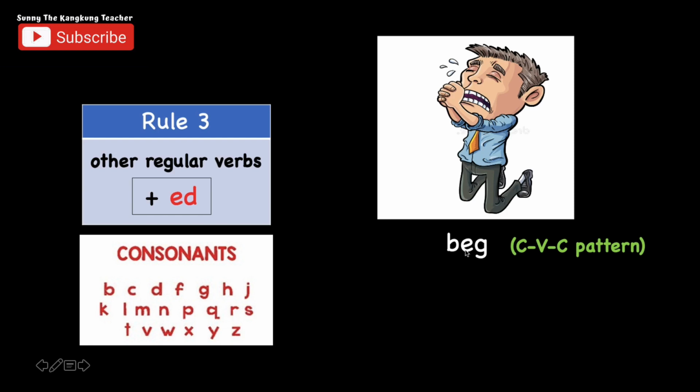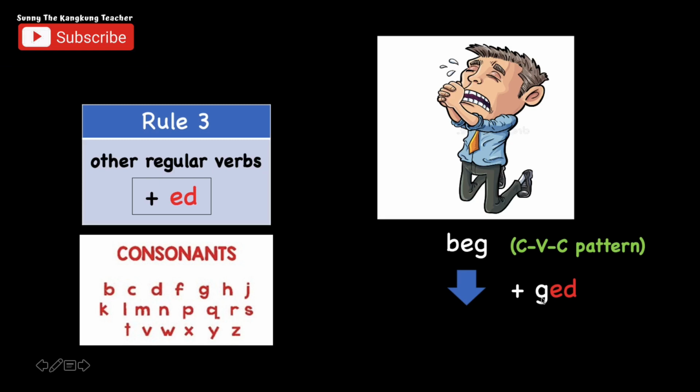So these 3 letter sounds make a CVC pattern. So why is this CVC pattern very important? Because we are going to double the last consonant. I repeat, we are going to double the last consonant.